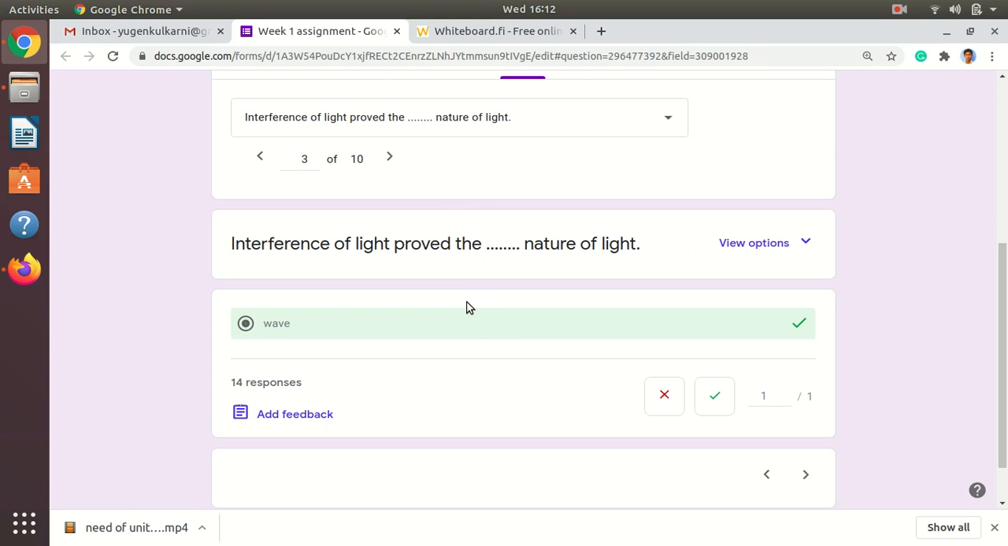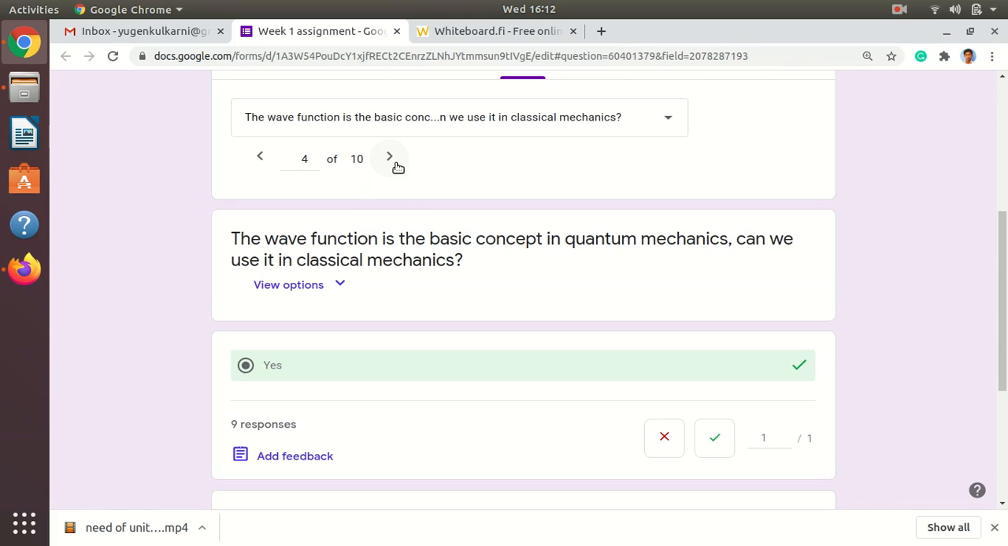Interference is only explained using the wave nature of light, as it is a property of waves to have an interference pattern. So no need to explain this.